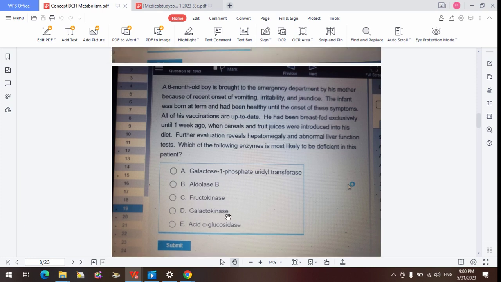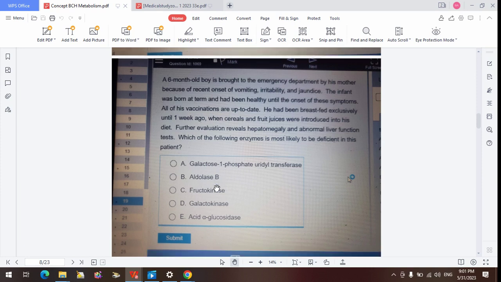So D, because in A, the person will be having accumulation of galactose 1 phosphate. And we've said that when you have accumulation of a molecule that is phosphorylated, it accumulates. So galactose 1 phosphate will accumulate in the presence of galactose 1 phosphate uridyl transferase deficiency, because you cannot convert galactose 1 phosphate to glucose 1 phosphate in the absence of this transferase. Do you get that, Dr. Abisola?